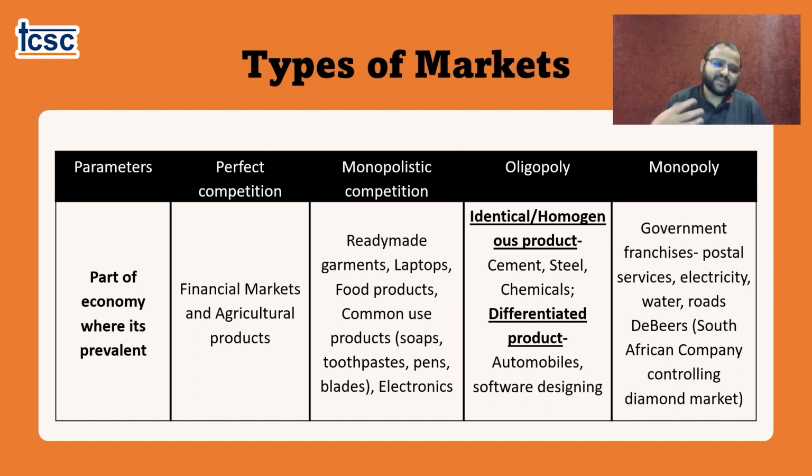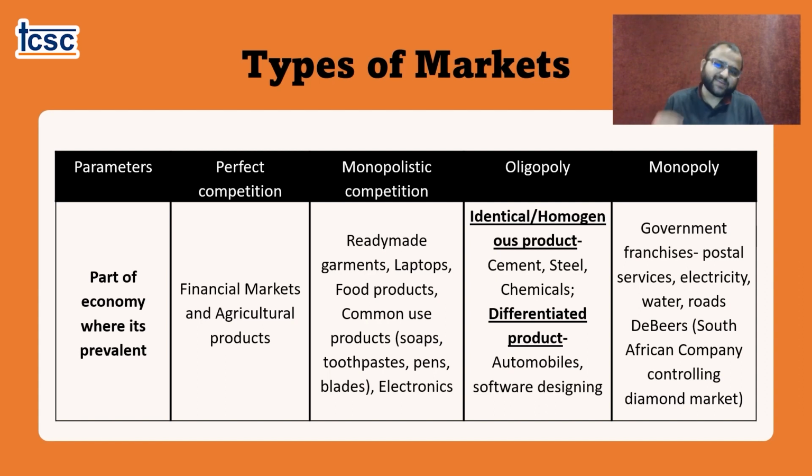Now, we are talking about examples where you can see such forms of competition in the market around us. To be very specific, there is no example of perfect competition. But the closest that we can come to understand how perfect competition would work would be the financial markets and agricultural products. When it comes to something like monopoly, government franchisees like postal services, electricity, and water are monopolies. Or for that matter, the South African company which controls the complete diamond trade in the world, De Beers, is a wonderful example of monopoly.